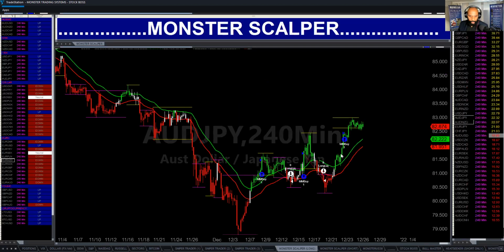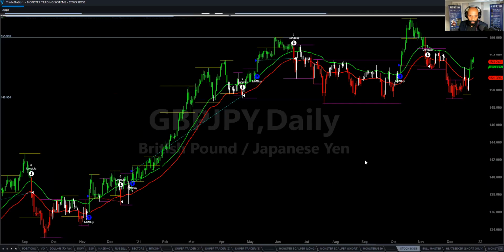Now, we'll trade it on the 240. We'll trade it on the 240, but that just gives us really good confirmation on that daily, right? On that daily time frame here.